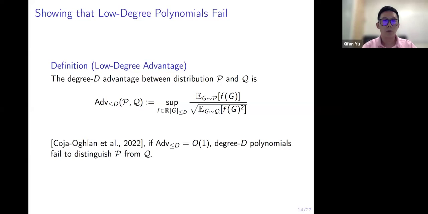So how do we show the failure of low degree polynomial algorithms? For the detection problem, it is enough to consider the following quantity called the low degree advantage, or low degree likelihood ratio. This quantity is defined as the supremum over all degree D polynomials f of the ratio between the expectation of f under the planted model and the square root of the second moment of f under the null model. It is known that whenever the degree D advantage is bounded, then degree D polynomials fail to distinguish P from Q.